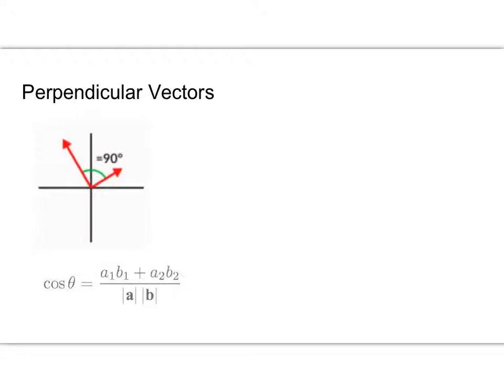So looking at the formula for the angle between two vectors, cosine theta equals the dot product of a and b over the magnitude of a and b. Perpendicular vectors are when the angle between two vectors is 90 degrees. So I'm going to ask you, first of all, what is the cosine of 90? The cosine of 90 on the unit circle is the x value at 90 degrees, and the coordinates here are 0, 1, so the cosine of 90 is equal to 0.